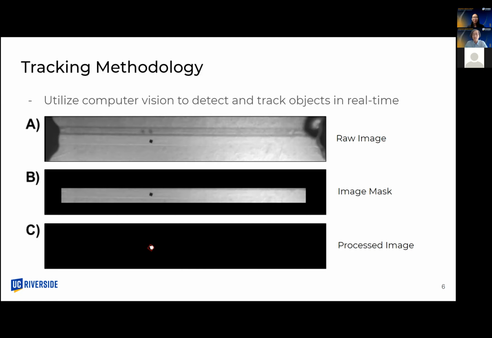Both of these algorithms work together to draw a bounding box around the chip as shown in image C, which provides us with the visual feedback we need to ensure that our program accurately detects and tracks the chip in real time.